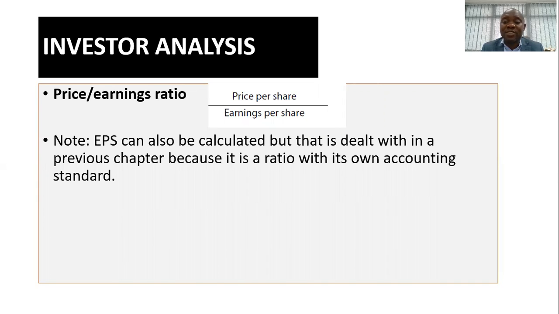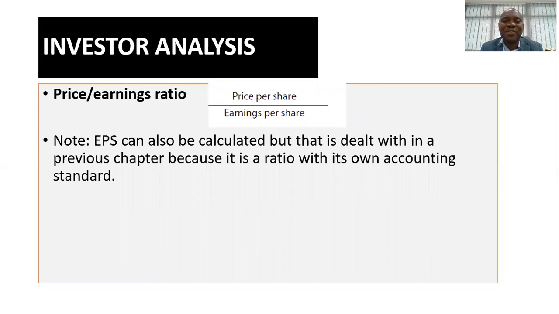These are investors' ratios: price per share, the market price per share, divided by your EPS. And the EPS is very important. It's the only ratio, so to say, that has its own accounting standard. I don't know why. So EPS can also be calculated, but that is dealt with in the other chapter when you start getting into all those things.